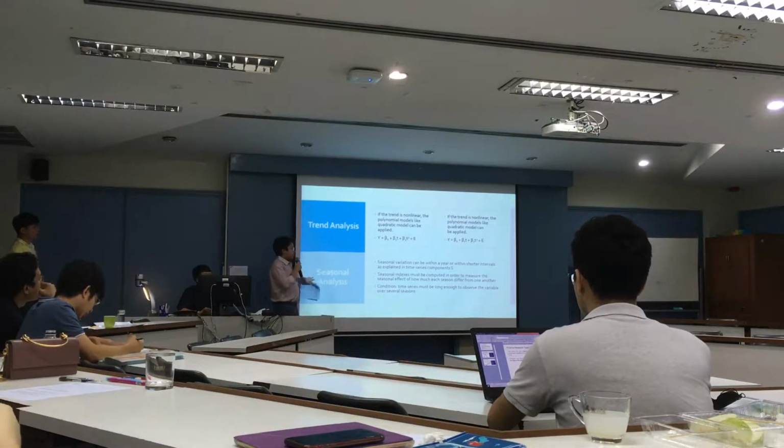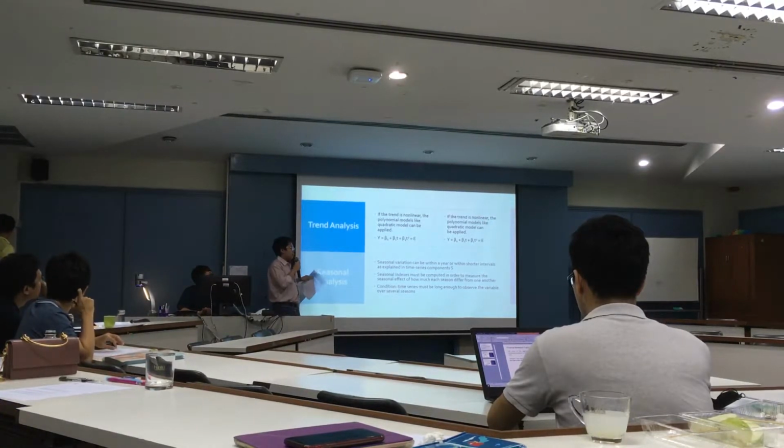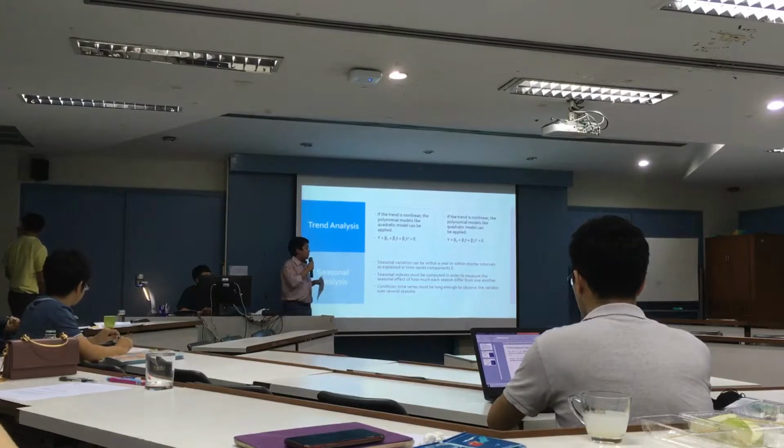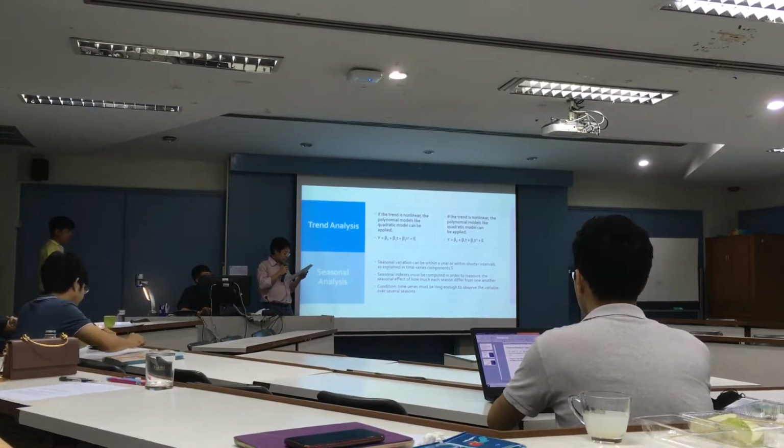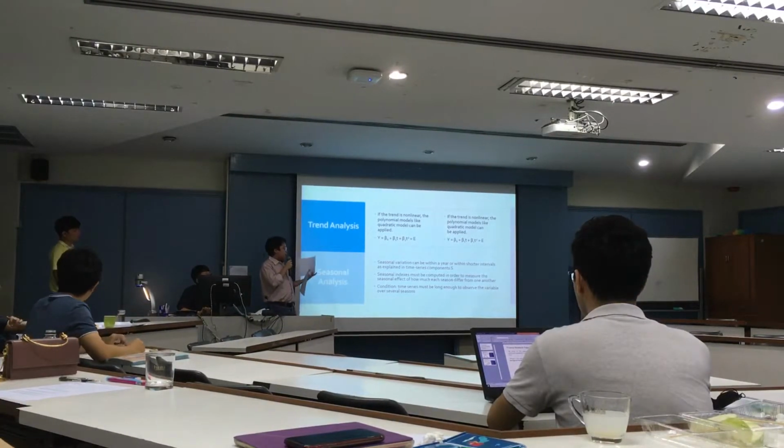Then move to the seasonal analysis. Seasonal variation can be within a year or within a shorter interval, as explained in time series component S. The seasonal index must be computed in order to measure the seasonal effect, that is, how much each season differs from one another. And also, there is one condition for seasonal analysis: the time series must be long enough to observe the variable over several seasons.